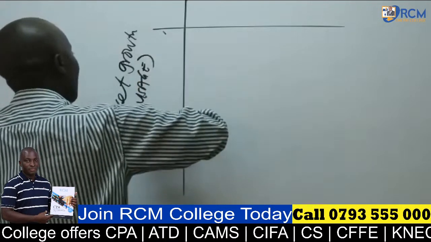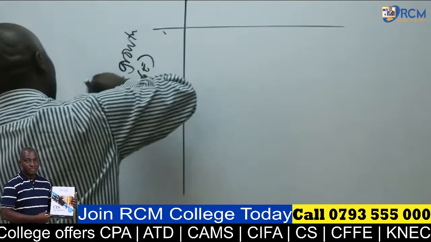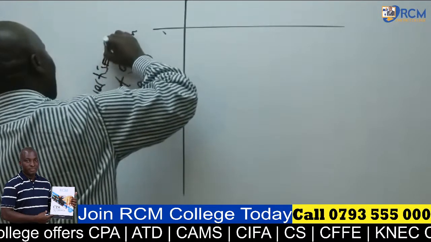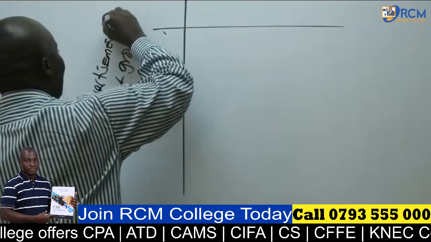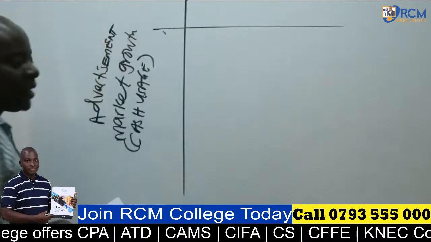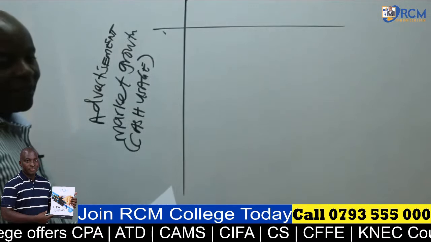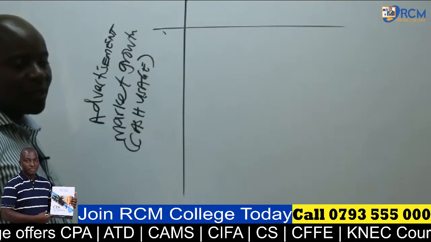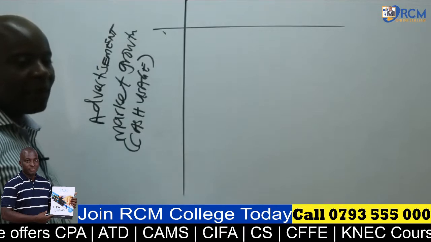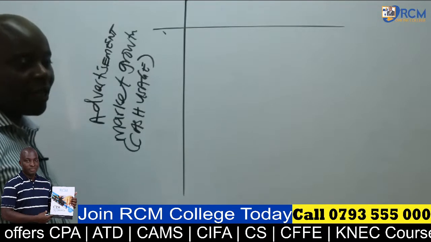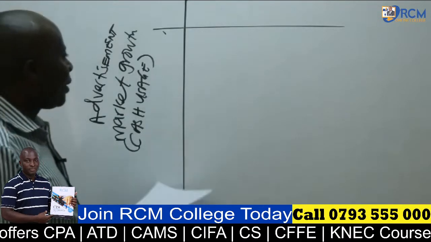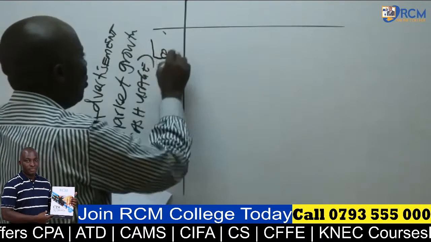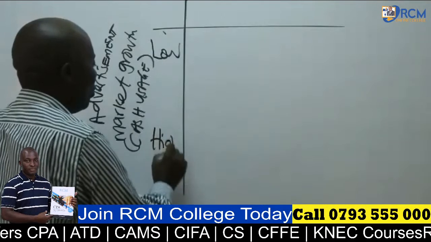Basically, this is the advertisement axis. Right? We advertise. Of course, we grow our markets. Advertisement doesn't come to us for free. We must be using money, cash usage. So the cash usage here could either be low or high.